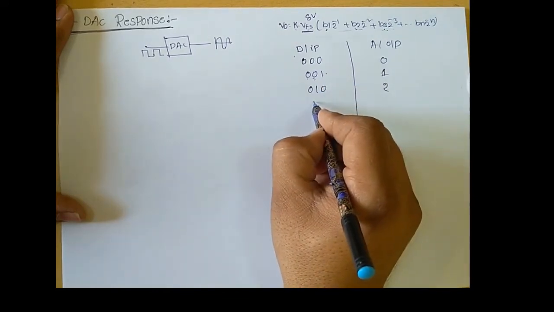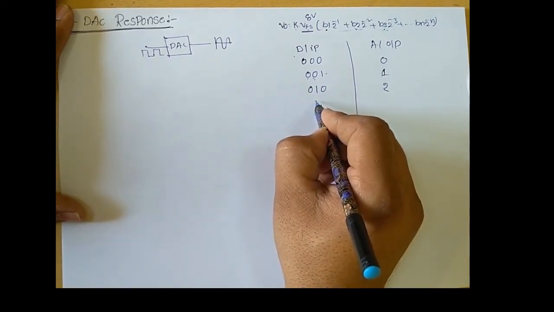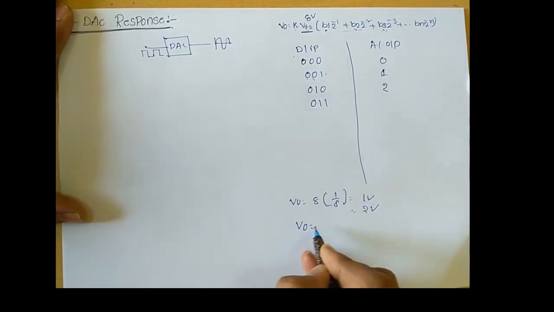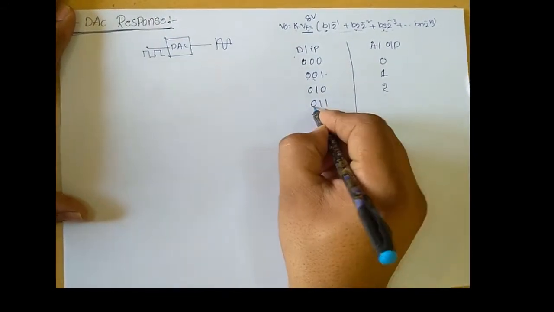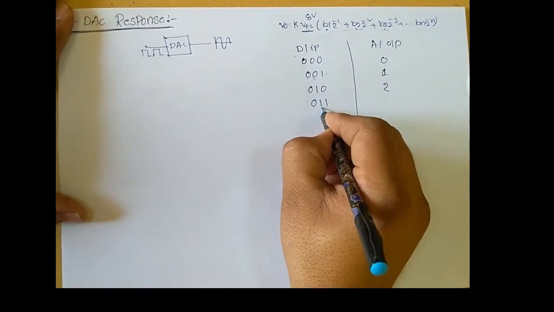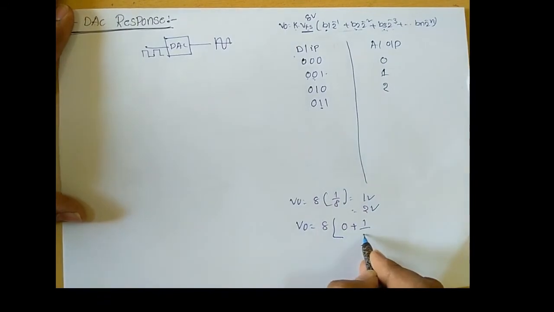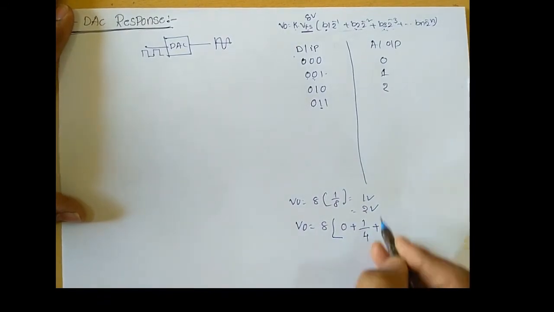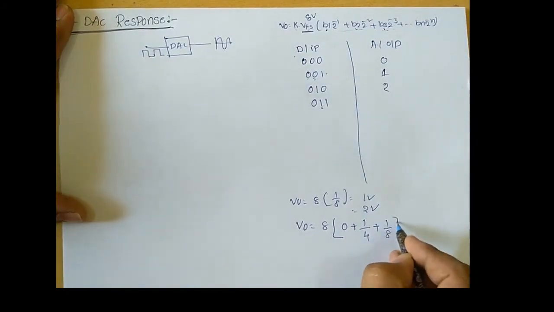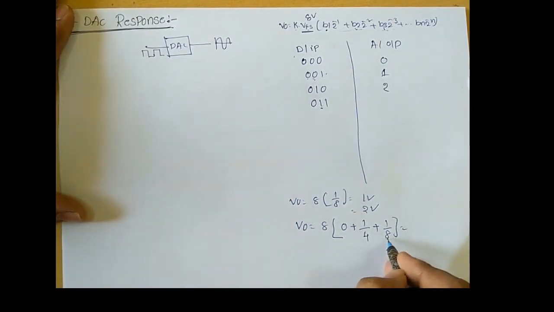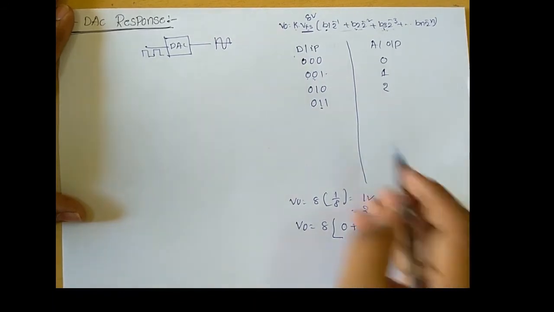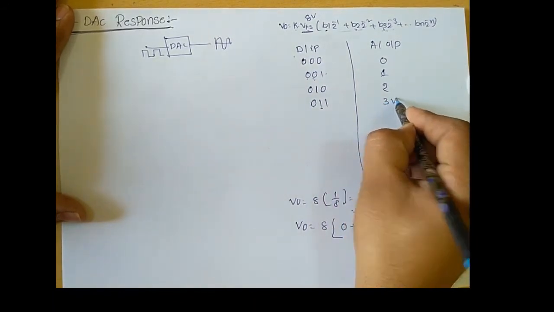Similarly, we consider another digital input combination, 011. At that time we get the output voltage equal to 8 into, with the B1 bit equal to 0, the output 0, plus with respect to the B2 bit the value 1 by 4, plus similarly with respect to the B3 bit the value 1 by 8. Now simplifying these numerical values, we get the output equal to 3 volts.